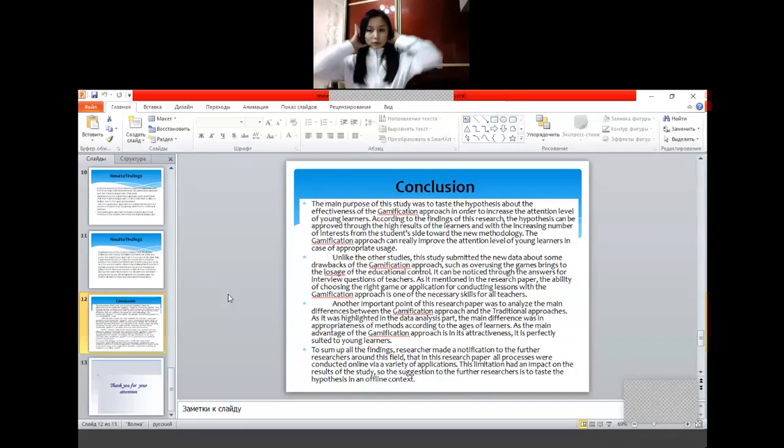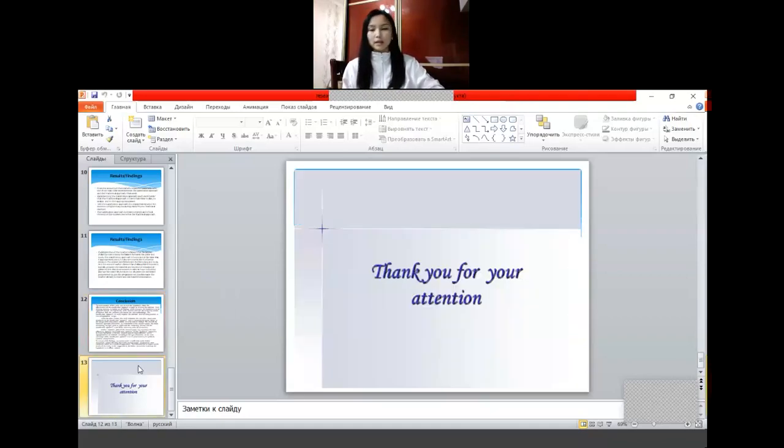And about the limitations, this whole process of my research was done on online platforms such as WebEx, Zoom, WhatsApp, and so on. So that's why for further researchers, my recommendation is to try to use this methodology in a non-online atmosphere. Maybe the results might have some changes. And that was all about my research paper.